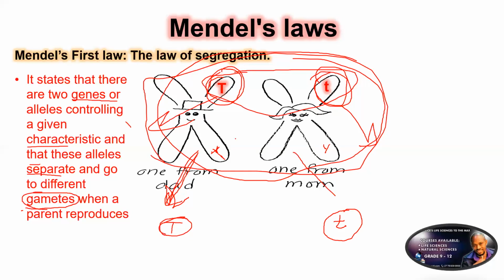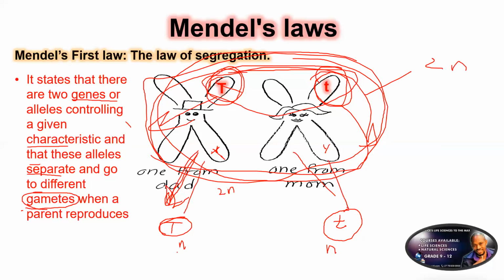And for that to happen, during meiosis, the chromosomes will have to separate. Remember, during meiosis, we're moving from 2n to end up with the gametes having n. That's why in the complete set of chromosomes here, you see the alleles are still together. The chromosomes are still together. Everything here is 2n. At the end of meiosis, we are separating so that everything comes down to n. That was the first law.